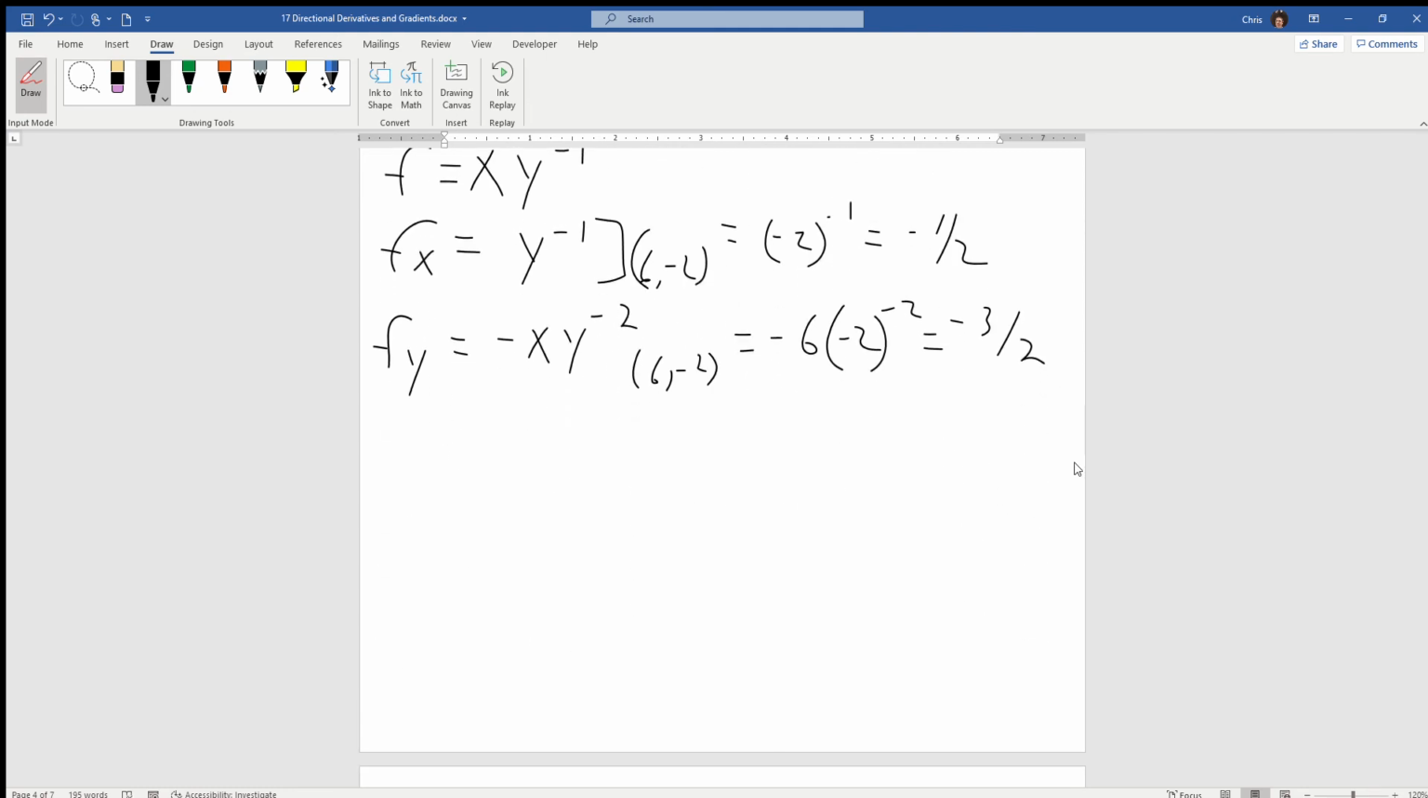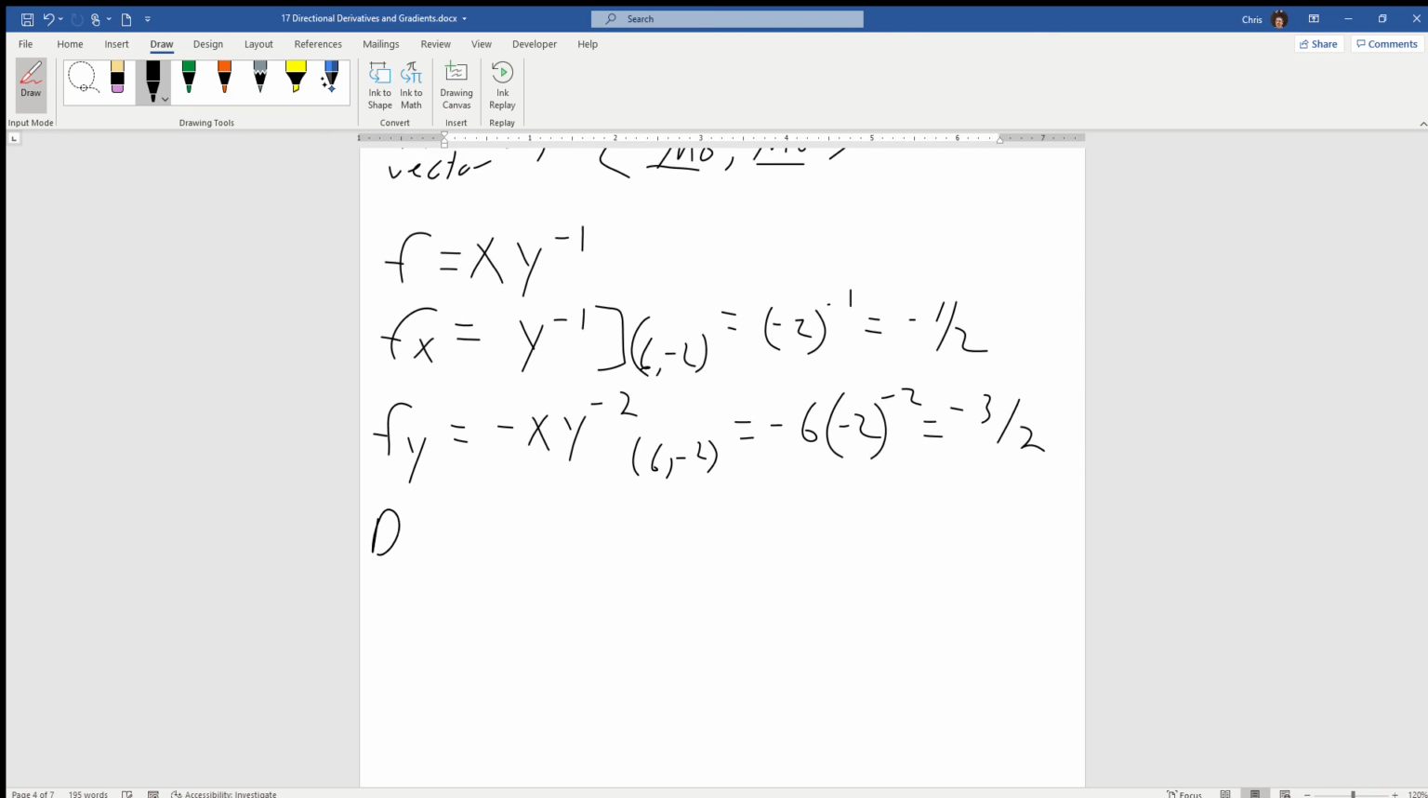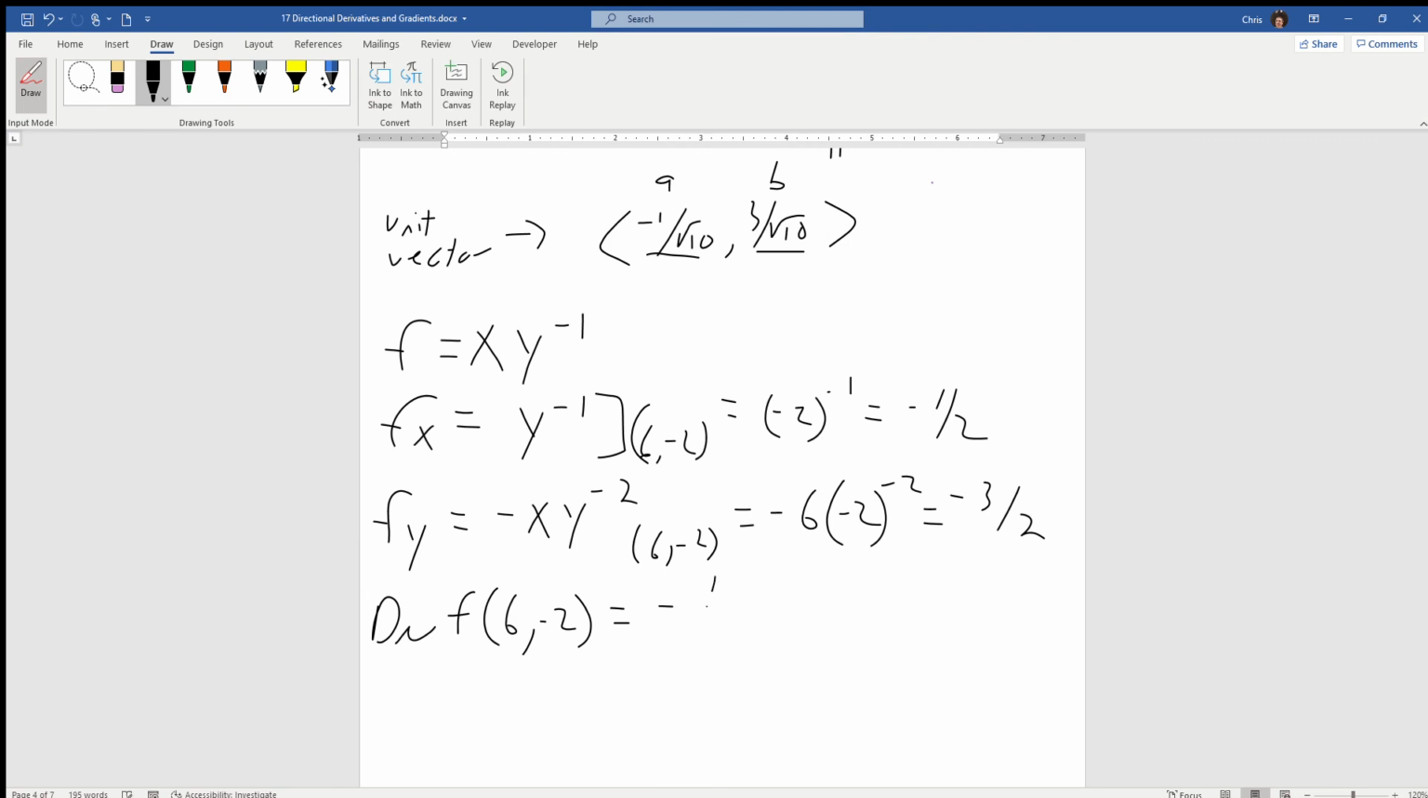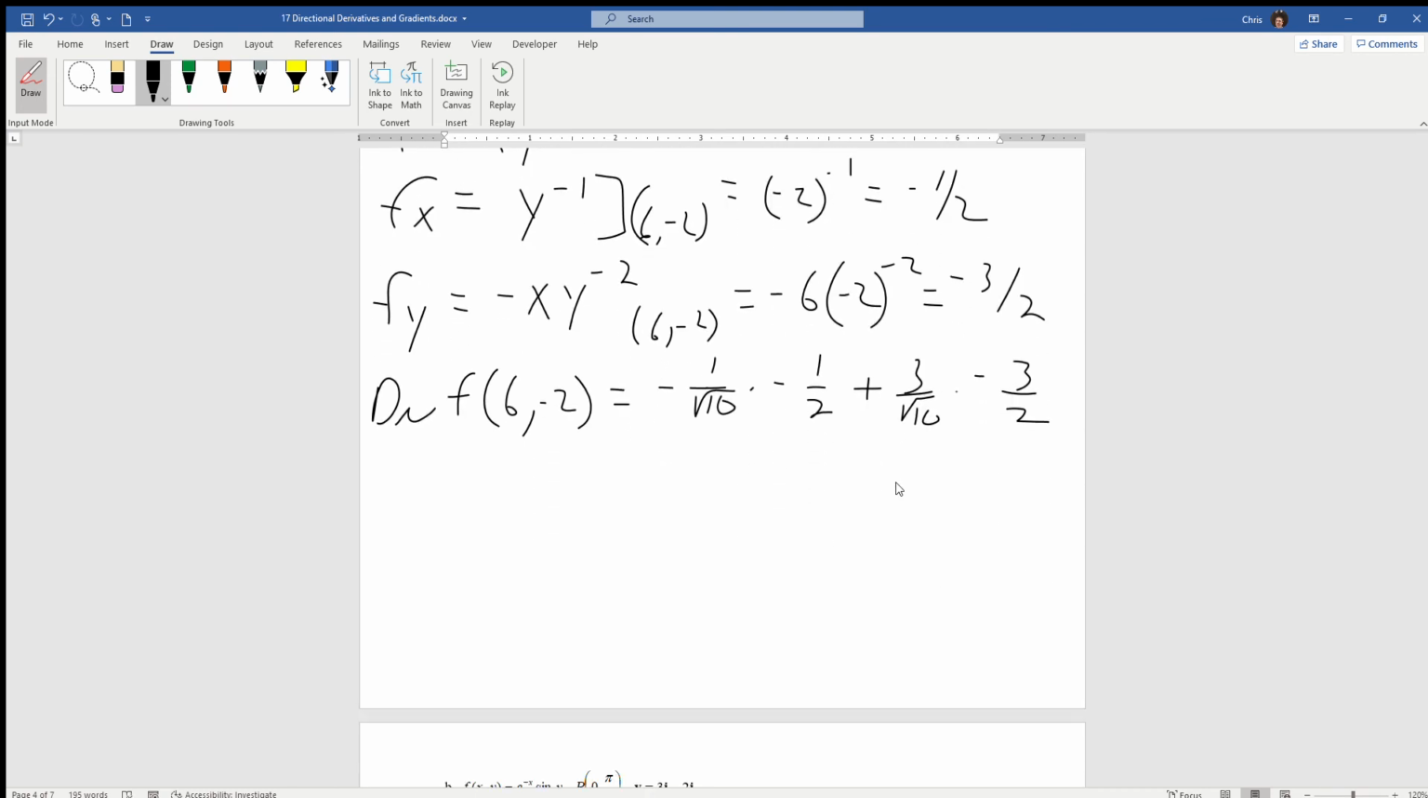And so our formula: D sub u at f of (6, -2) is going to be equal to -1 over root 10, which we're going to multiply by -1/2, and then we also have 3 over root 10 times -3 over 2. All right, and this can actually be simplified a little bit. So that's going to wind up being +1, and then the other numerator is going to be a -9.